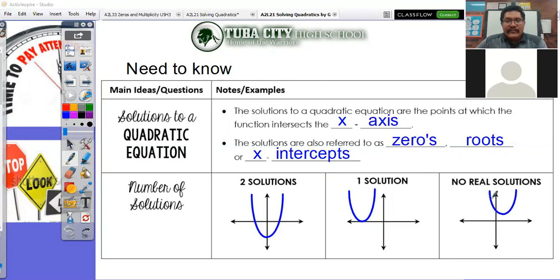There's also a third option of no real solutions. Now this is a complicated one, but I think it'll make sense later on down the road. But again, let's keep in mind for now that the solutions are the number of times it crosses the x-axis.